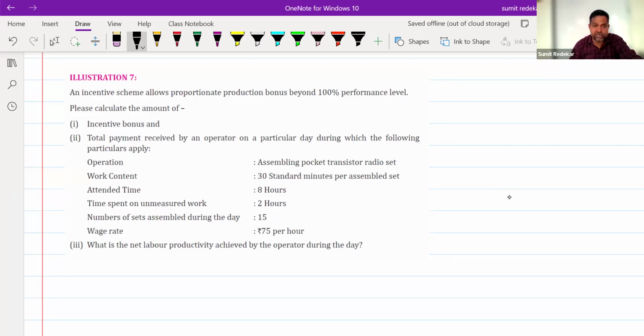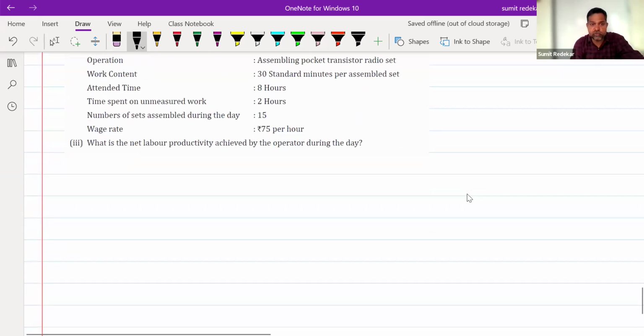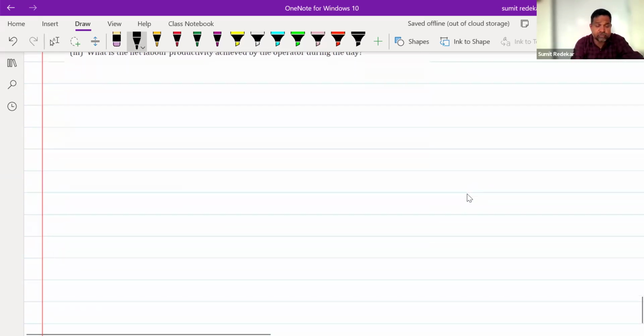Content 30 standard minutes per assembled set. This also hasn't changed. Attended time 8 hours. Unmeasured work 2 hours. This is also the same. Number of sets assembled 15. This is also the same. Wage rate has changed. They've made it 75 per hour. How are you supposed to do this? You are supposed to first calculate the productivity of the worker.